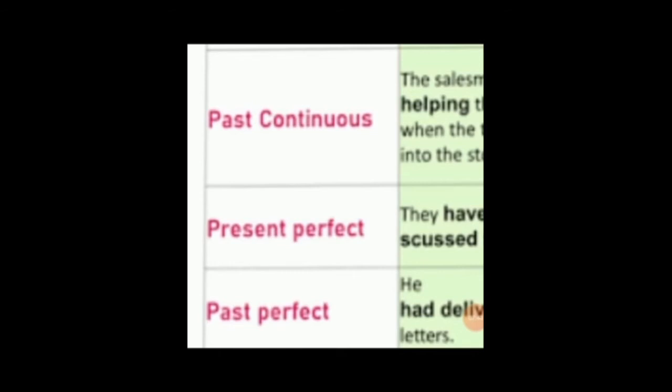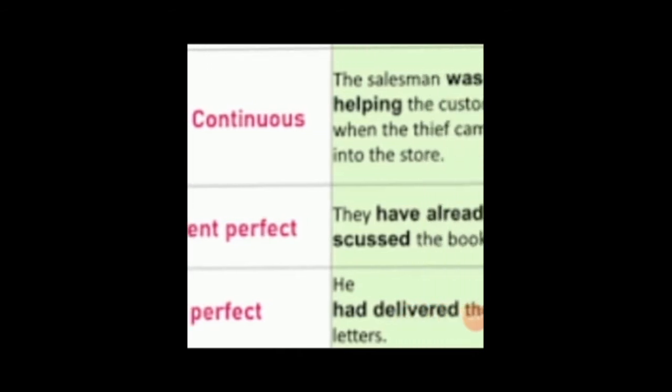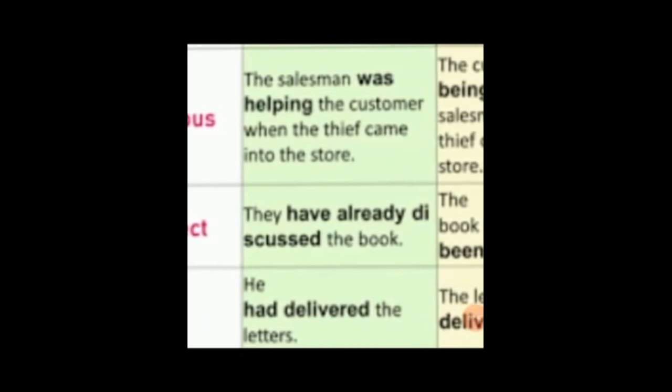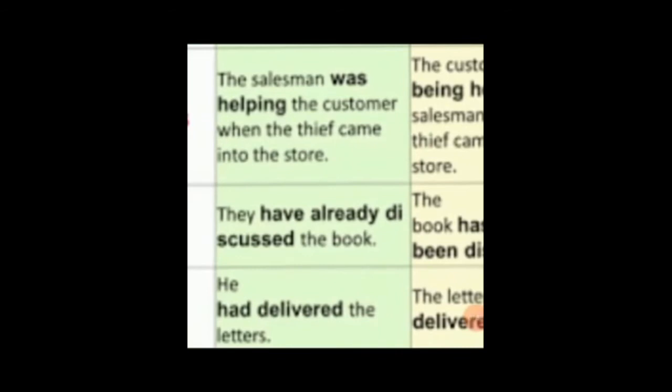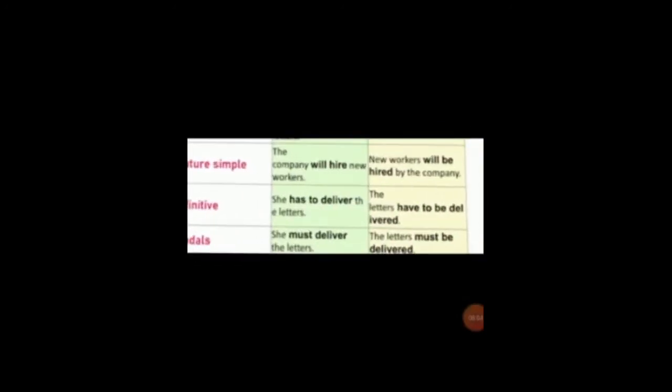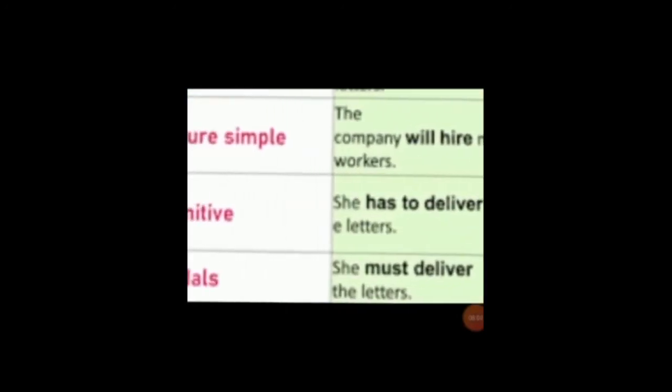Then the next tense is past perfect. In past perfect, the active voice is, he had delivered the letters. The passive voice becomes, the letters had been delivered by him. You can also add by him, or you can leave it like this. Okay, this is understood. Now let's look into the rest of the tenses.